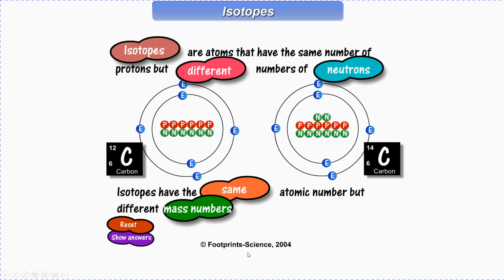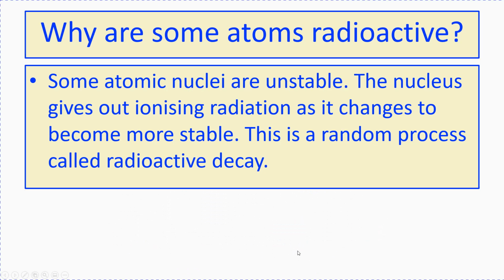Right, those are the correct answers. Let's go on to the next bit. Yesterday we talked about the idea that some atoms are unstable. Some nuclei are unstable, and in order to become more stable, those nuclei will give out some sort of radiation. It's completely random and spontaneous, but it's called radioactive decay. The unstable nuclei will lose particles to help them become more stable.